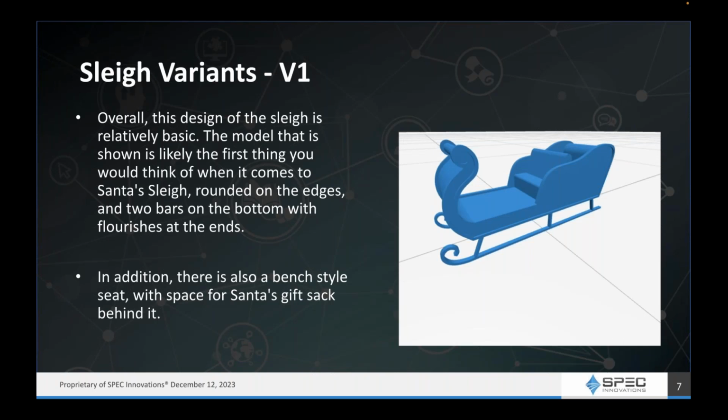Over here, I'm just going to go through the iterations of Santa's sleighs throughout the years. The first iteration of the sleigh is relatively basic. The model shown is most likely the very first thing you'd think of when it comes to Santa's sleigh, being rounded on the edges, two bars on the bottom, and with flourishes on the ends. There's also a bench-style seat with space for Santa's gift sack behind it. The CAD viewer in Innoslate's database allows Santa to store this information and view it whenever needed.